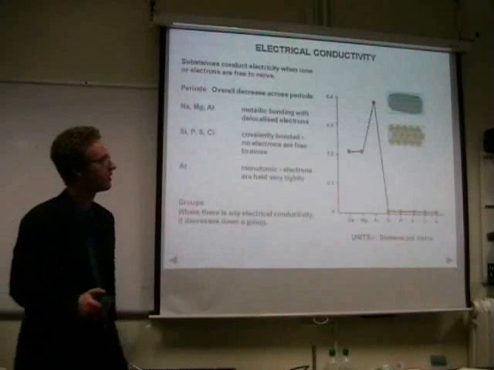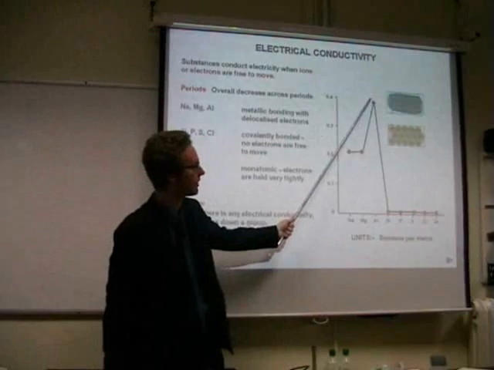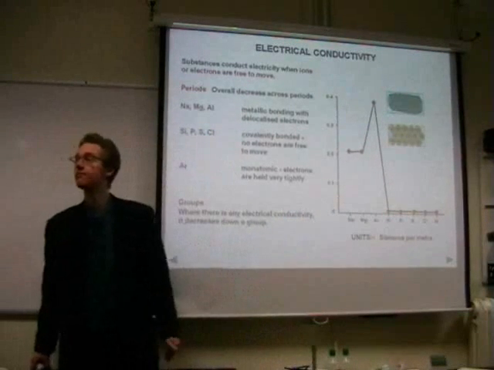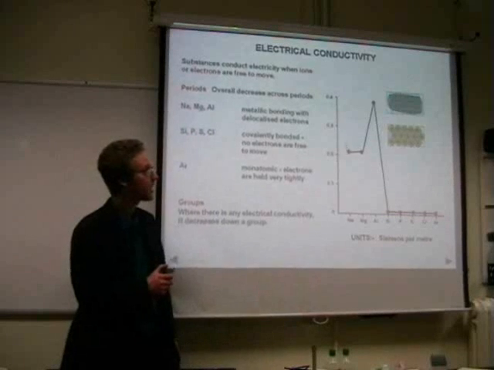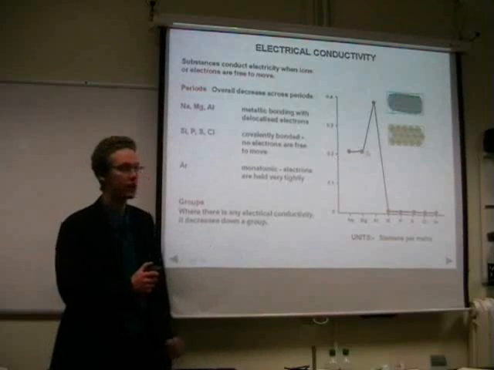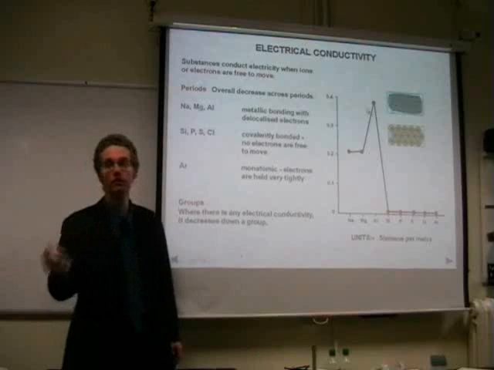Electrical conductivity. From sodium to magnesium it increases, from magnesium to aluminium it increases, and then it doesn't. Okay? Here you have a metallic structure, one delocalized electron. Here you have a metallic structure, two delocalized electrons. Here you have a metallic structure.